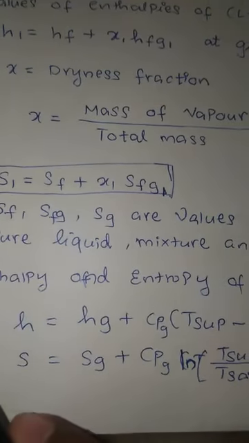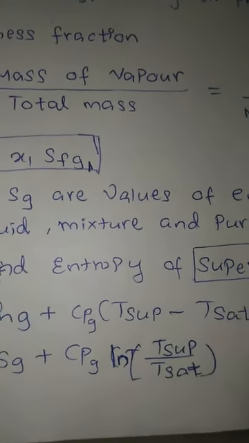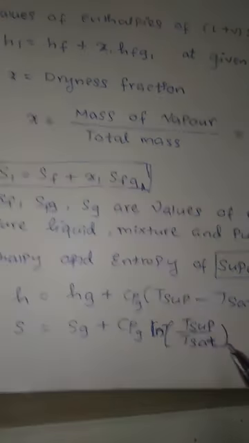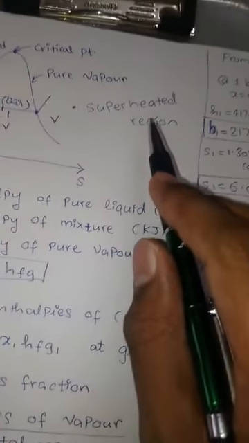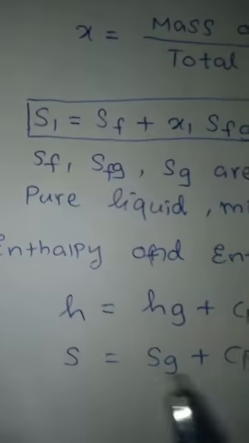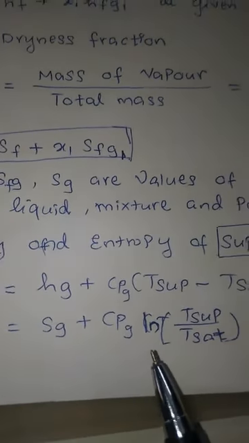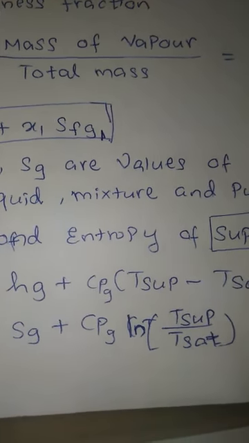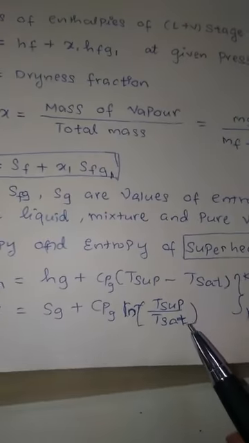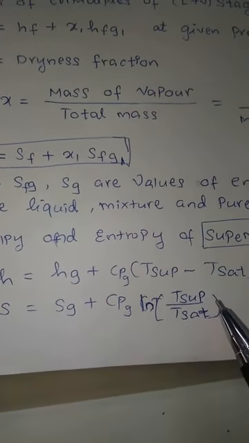So using this formula, h is equal to Hg plus Cpg times (T superheated minus T sat), you will get the specific enthalpy of the superheated region. The unit will be kilojoule per kg. Now to find entropy, s is equal to Sg plus Cpg into log to the base e of T superheated by T sat. Now remember, the temperatures must be in Kelvin.